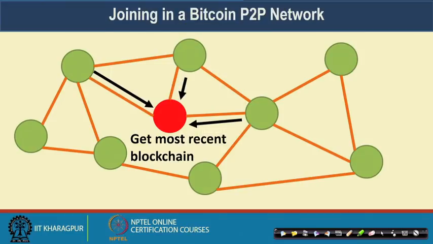Once you have joined the network, the first task of a node is to get the most recent blockchain from your peer nodes and update your local copy of the blockchain. That is an interesting principle: you may be offline for a certain duration, and during that time the blockchain may have grown with new transactions. So after joining, you ask your peers to give you the most recent, updated blockchain information that they have.